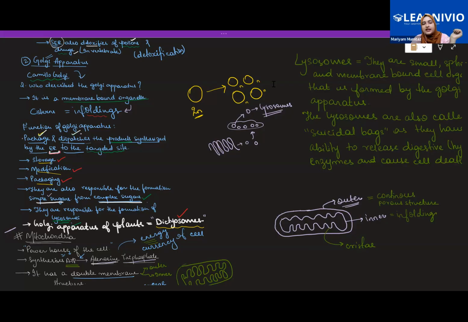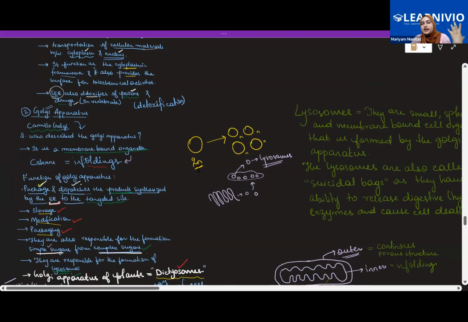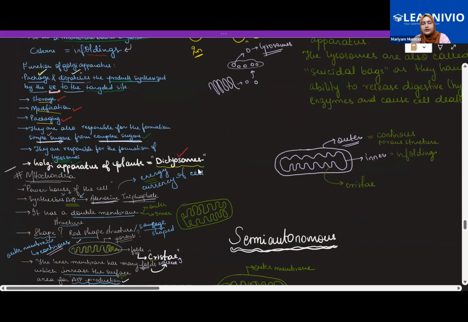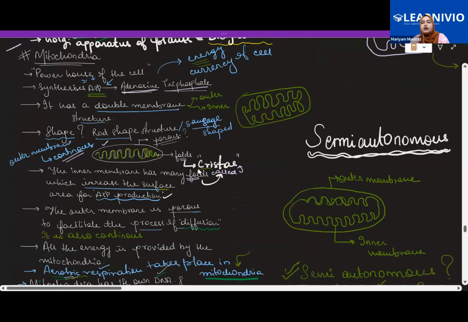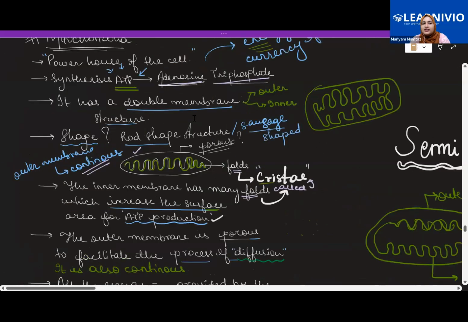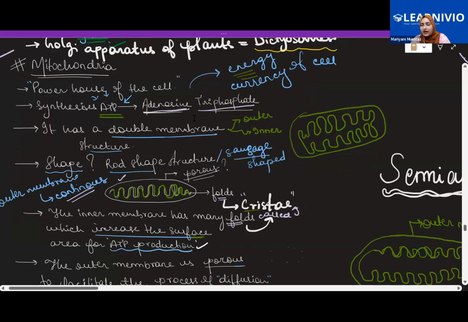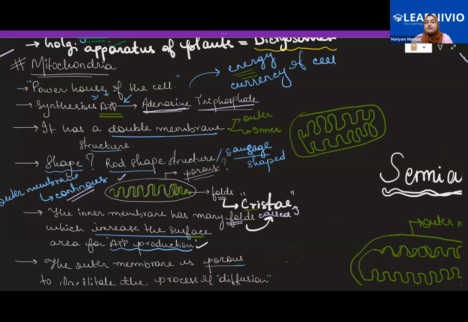So, in the previous class, we had discussed the Golgi apparatus. We had discussed the lysosomes, right? Now, today, we're going to start with the next cell organelle, that is mitochondria. Mitochondria is very famously called the powerhouse of the cell. Why? It's because it is the cell organelle that is responsible for the synthesis of ATP. This ATP stands for adenosine triphosphate and it is the energy currency of our cell.